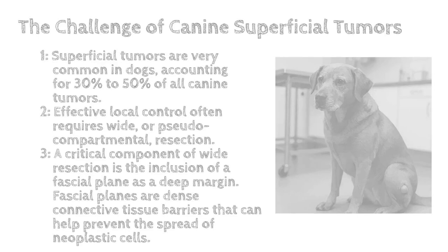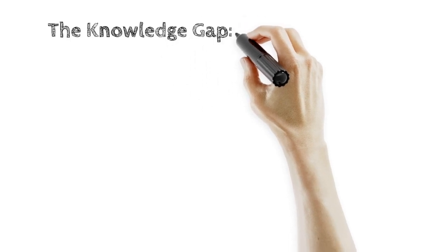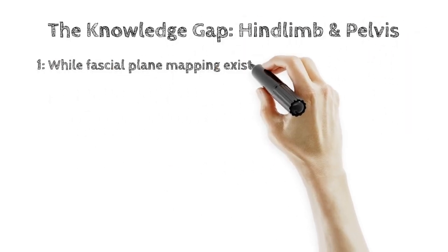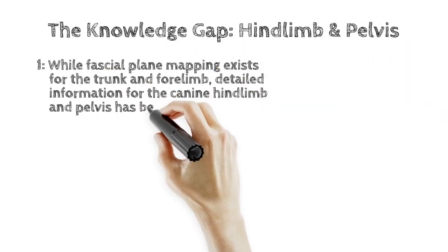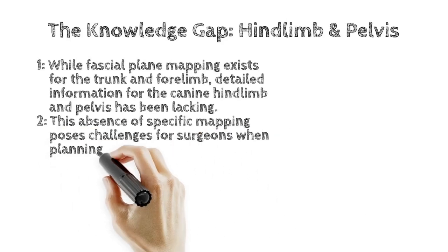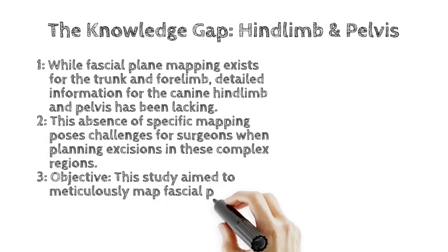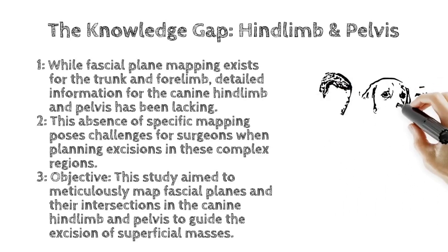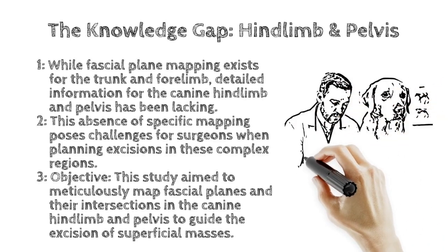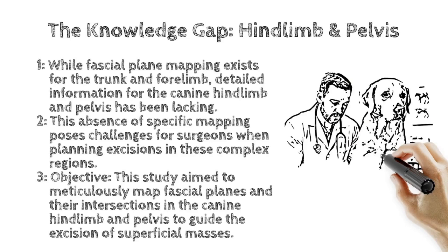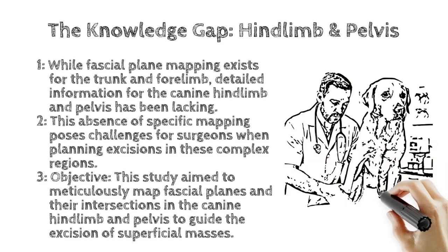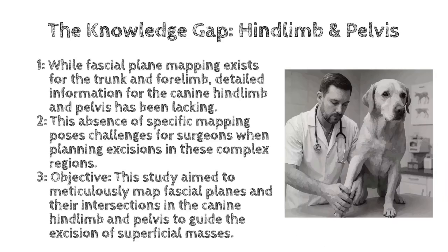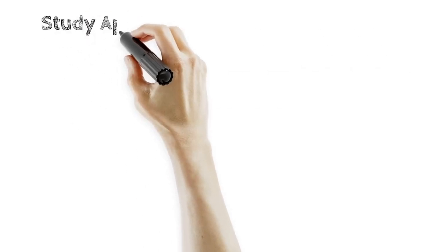That's right. While the concept of using fascial planes in surgery has been explored for other parts of a dog's body, like the trunk and forelimb, detailed information for the hind limb and pelvis has been less available. This lack of specific mapping for these areas has presented a challenge for surgeons. Therefore, the aim of the study we're discussing today was to meticulously map these fascial planes and their intersections in the canine hind limb and pelvis, providing a guide for excising superficial masses in these complex regions.